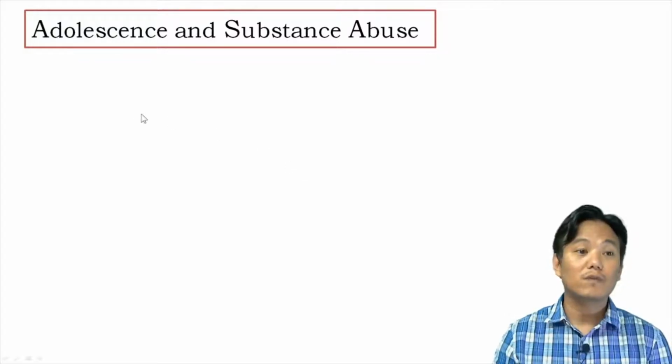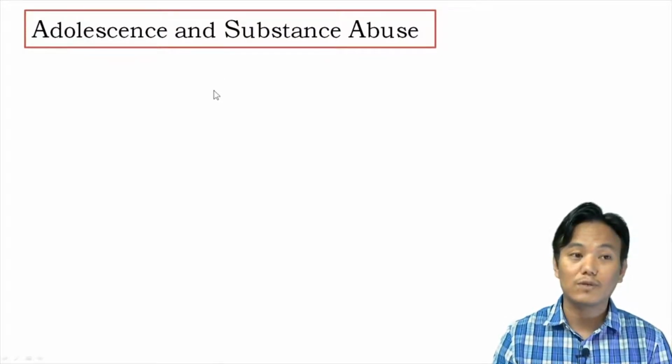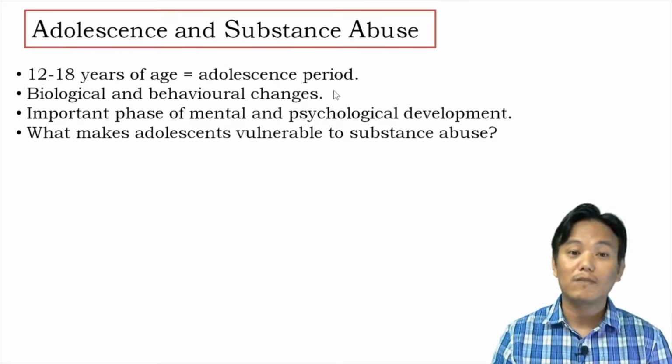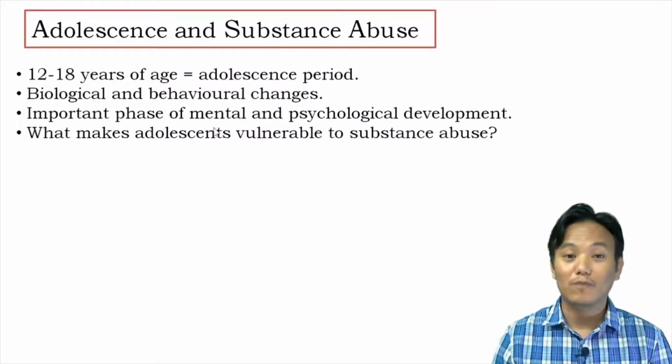Let us now see what we mean by adolescents and how they are more vulnerable to becoming victims of substance abuse. Now, the period between 12 to 18 years of age is called the adolescence period. People belonging to this age group are called adolescents, or commonly teenagers. During this period, adolescents undergo lots of biological and behavioral changes. Lots of hormonal changes are happening within the body, and it also forms an important phase of mental and psychological development of the person.